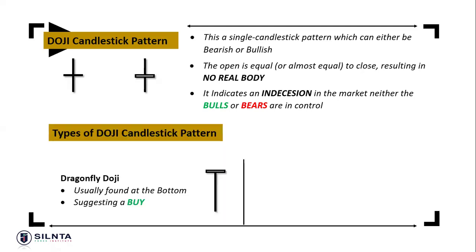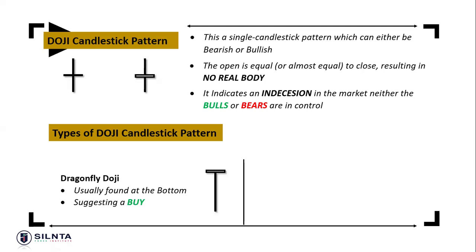And then the types of doji candles that we have, we first have the dragonfly doji. It's usually found at the bottom, let's say, support. Did we talk about support and resistance? We didn't talk about it yet. Maybe we'll still get there. It's usually found at the bottom of the price.